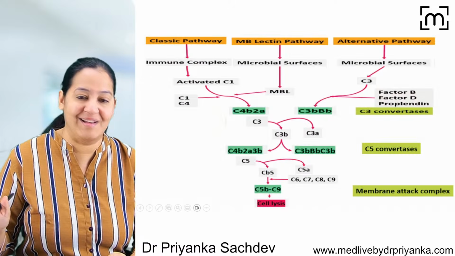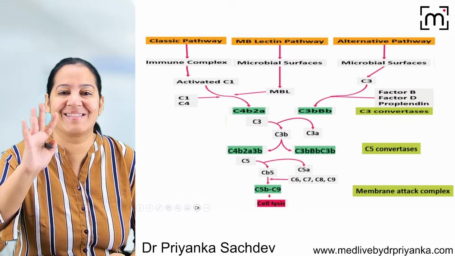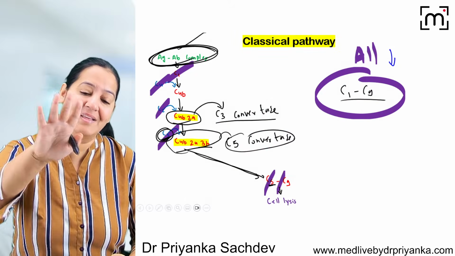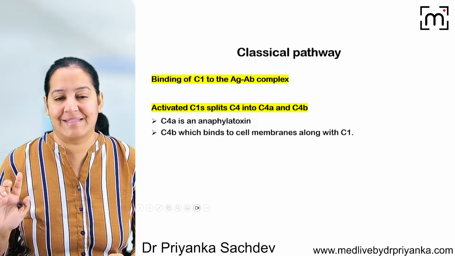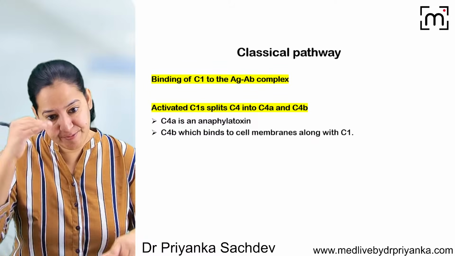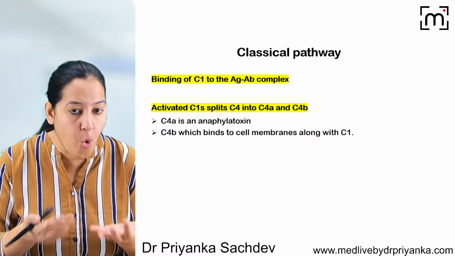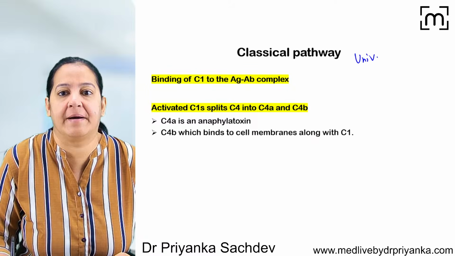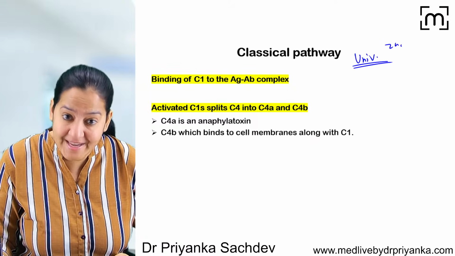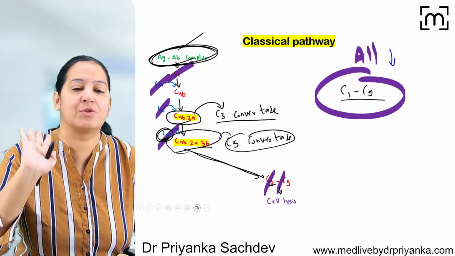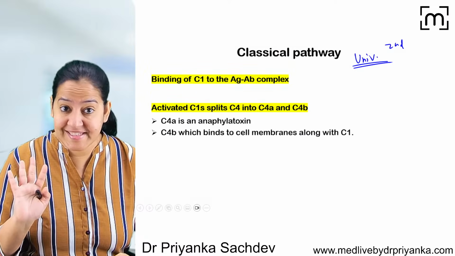So we are done with classical. Rather than mugging up, this is an easy way to learn. So this is the flowchart of the classical pathway. Now you can elaborate in your own words if you are going to write a university exam. If you are going to write a university exam, then you have to learn the steps. Otherwise, this one flowchart is enough. But you have to understand the steps now.